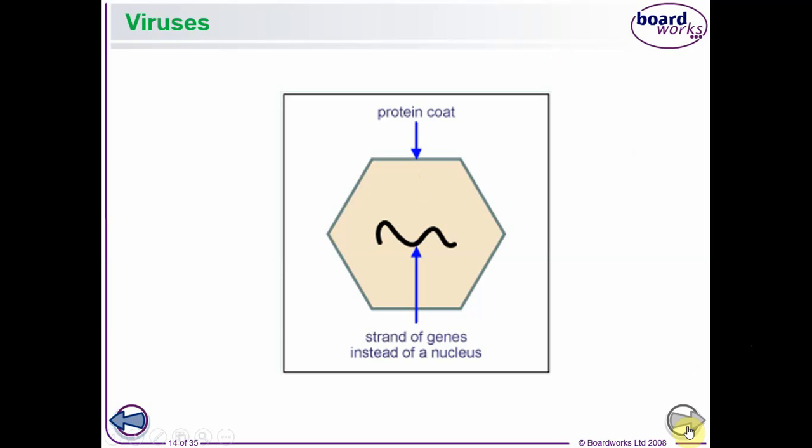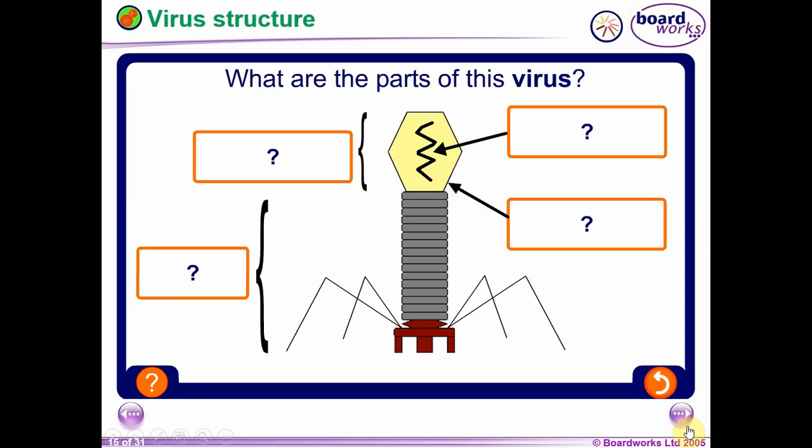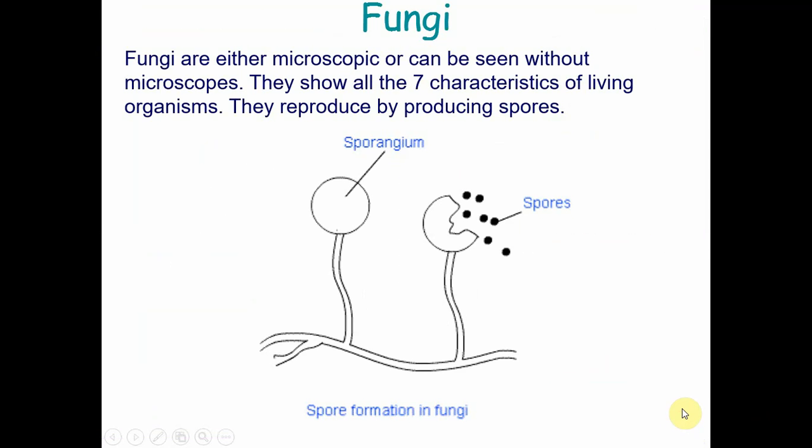Because it's not living, or it's a link between living and non-living organisms. Why is it a link? Because it is not able to reproduce on its own. It needs a living organism, a host, to reproduce inside its cells. So what are the labels of the virus? We have a genetic material inside a protein coat, and here we have the head and the tail.